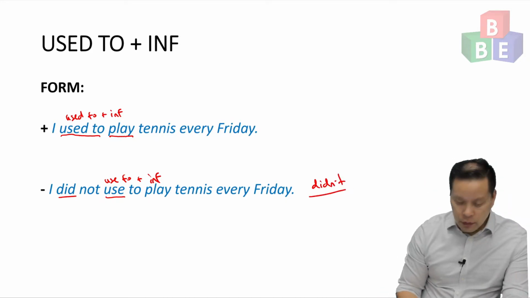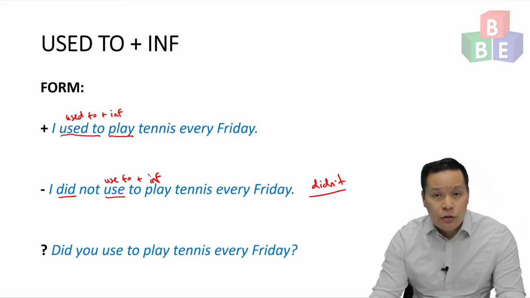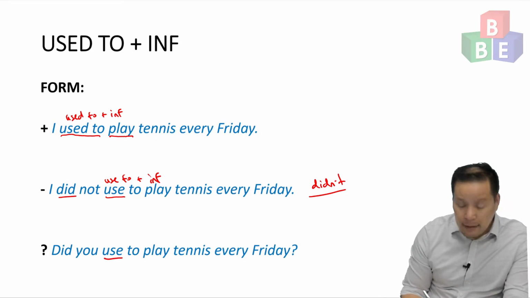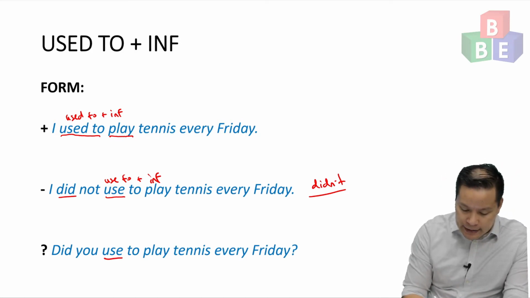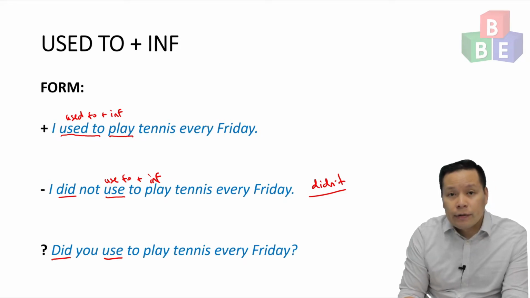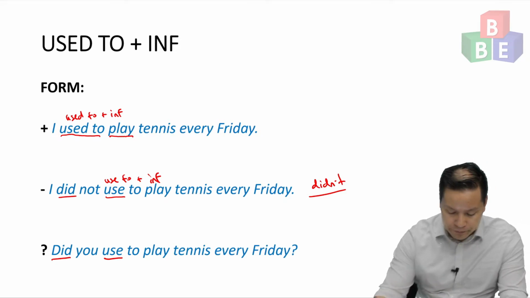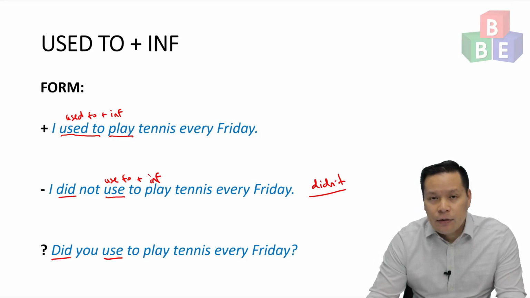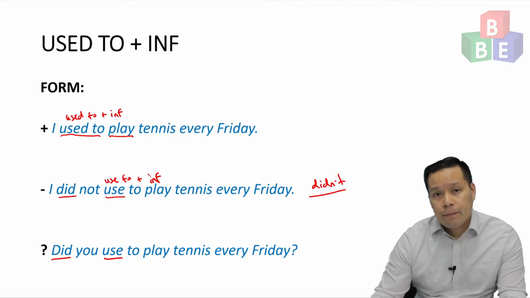In the question form, we say, did you used to play tennis every Friday? So like the negative statement form, the use here doesn't have the D on the end. It is indicated in the auxiliary verb did. With the other pronouns, did you used to play? Did I used to play? Did he used to play? Did they used to play? It is always the same.